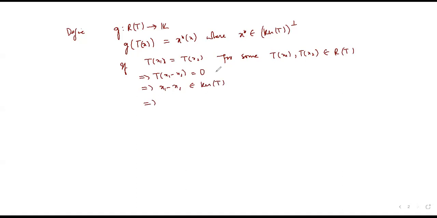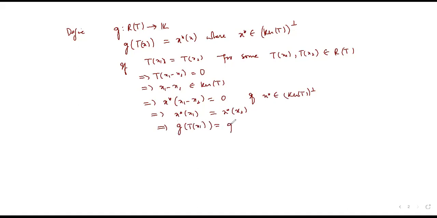Now, which would imply that अगर X star belong करता है kernel of T का annihilator में, so it means that X star at X1 minus X2 is equal to 0, यानी X star at X1 is equal to X star at X2. Now, this step is true only if X star belongs to the annihilator of the kernel of T. And it is well defined here, which would imply that, of course, G of T of X1 is equal to G of T of X2, and hence I can say G is well defined over the range.